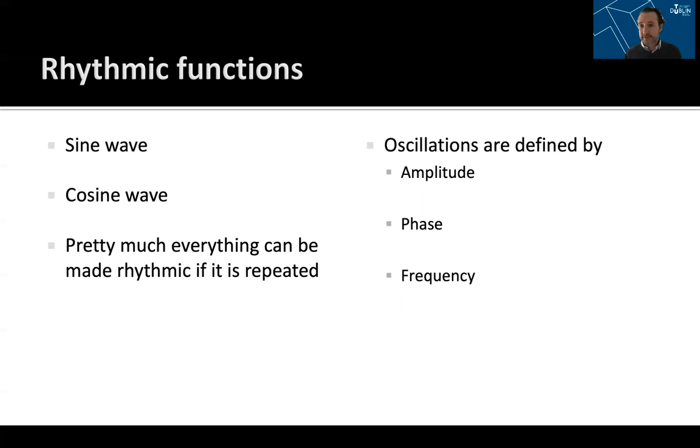This is the basis of Fourier analysis. Everything can be made up as a repeating signal. It might not repeat very often, but it can still be written like that. And all oscillations or repeating signals can be described by their amplitude, their phase when they onset, and how often they repeat, their frequency.